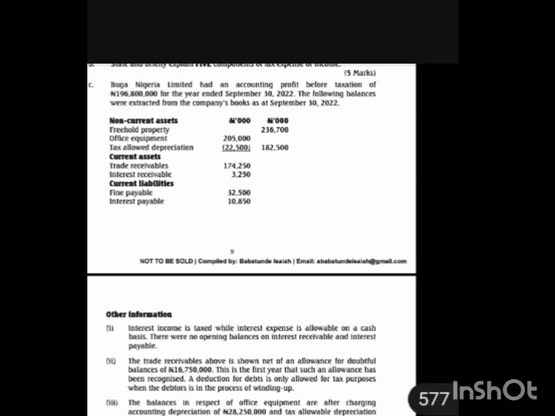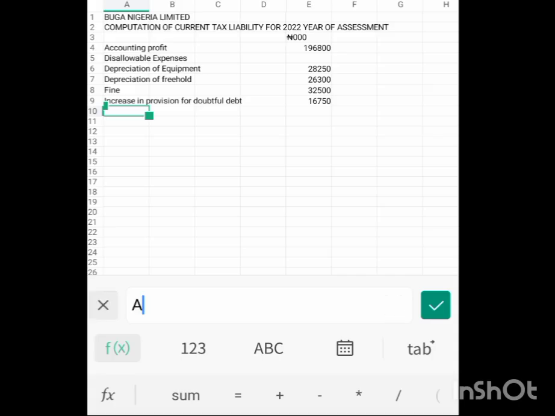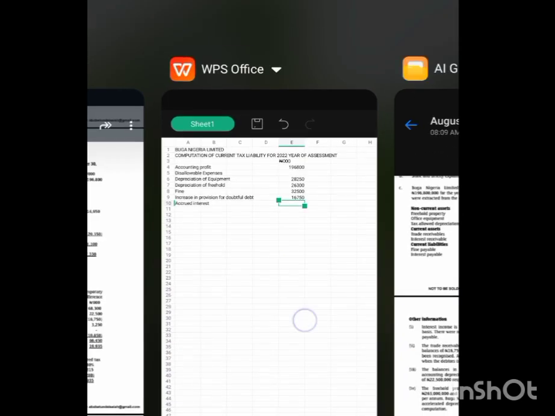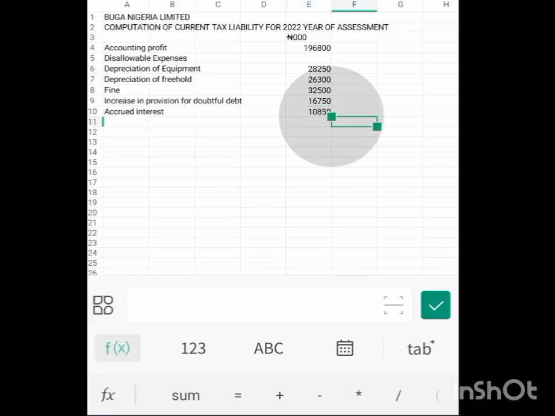What other disallowable expense do we have? We have interest payable. Interest payable is also disallowed. That is accrued interest, 10,850. So let us add everything together.